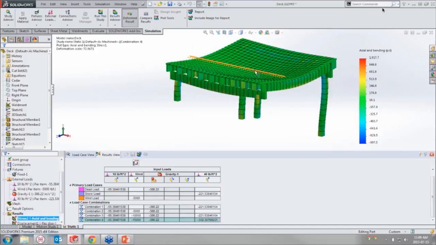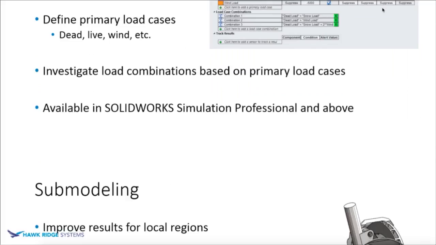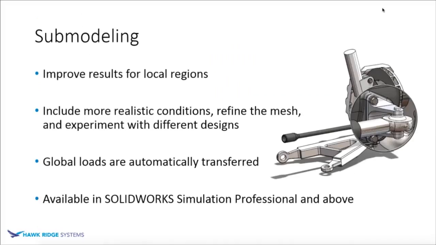The second thing that I want to take a look at today is submodeling. This is, again, a SOLIDWORKS Simulation Professional feature. What the submodeling tool is going to allow us to do is run an overall analysis and then zoom in on a local region. When we zoom in, we're going to be able to improve the results for that particular region by including more realistic conditions.